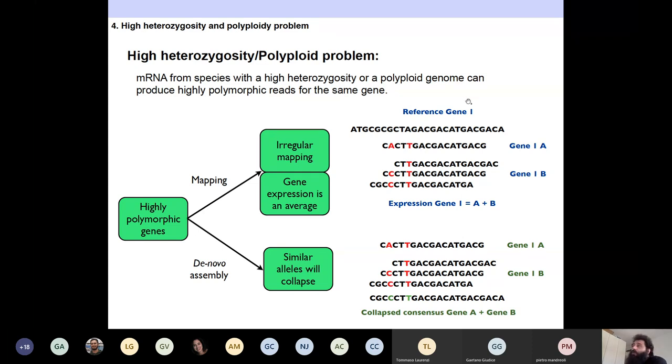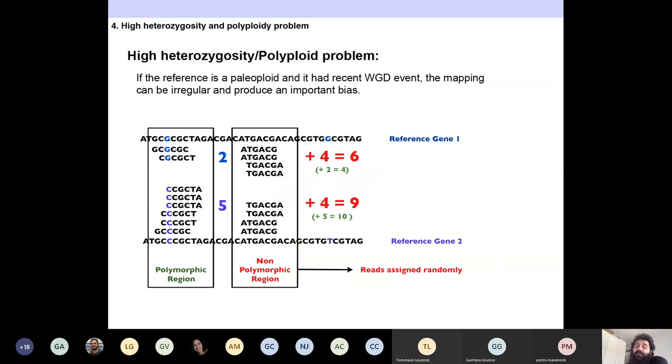This will be an example. If you have a reference for gene 1, this is your reference, and then you map the reads, you may have for the allele A, for example, one read, but for your allele B, you find three reads. So the expression of gene 1 will be A plus B, even if A and B are different. So you will see the average. Or when you are trying to do genome assemblies, for allele A you have one read, and for allele B you have three. When you do the assemblies, you are going to call the consensus, and you are going to collapse it. So the consensus will be the consensus of A plus B. So in this case, you will miss some of the variants. So that is one of the first problems that you are going to find. But this is genes also.